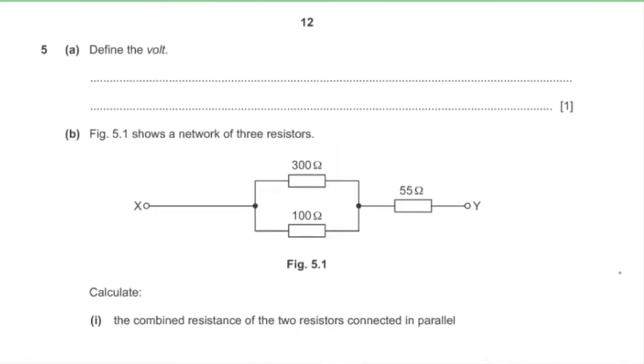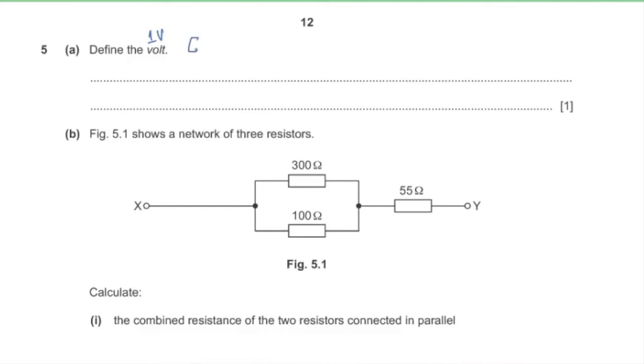Question number 5, part A, define the volt. So they're now asking you to define voltage or potential difference. If they had asked you to define potential difference, you should have used resistance into current or something in terms of ohms and current. Right now they're asking you to define the volt, meaning 1 volt they're asking you to define.